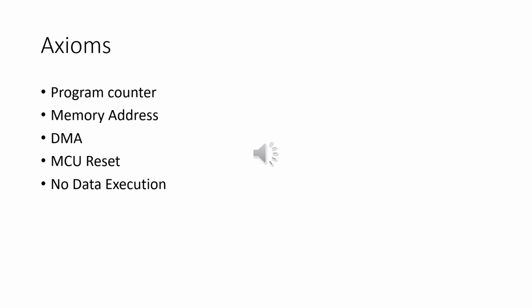Number 4. MCU reset. At the end of a successful reset routine, all registers, including the program counter, are set to 0 before resuming normal software execution flow. Resets are handled by the MCU in hardware. Thus, the reset handling routine cannot be modified. When a reset happens, the corresponding reset signal is set. The same signal is also set when MCU initializes for the first time. And finally, number 5, no data execution. This means that instructions must reside physically inside program memory in order to execute. They are not loaded to data memory to execute.